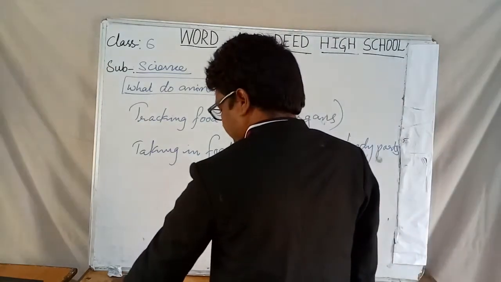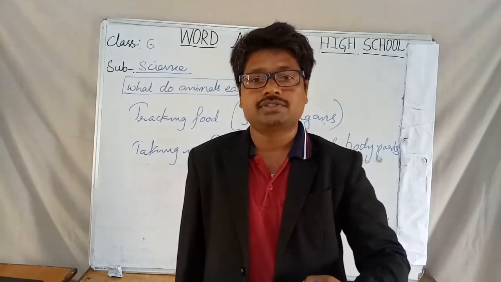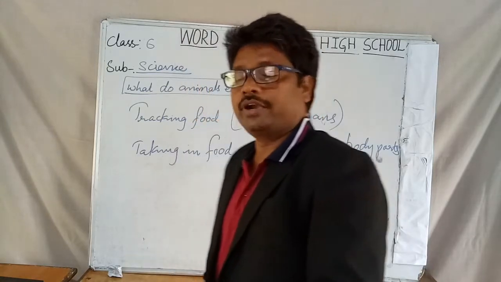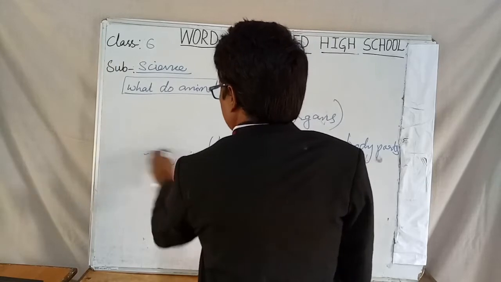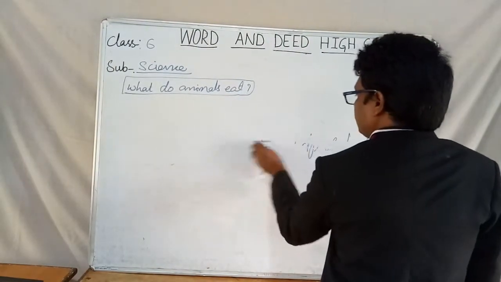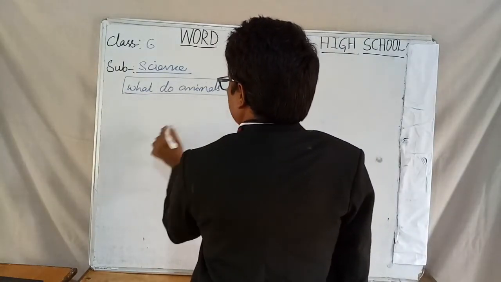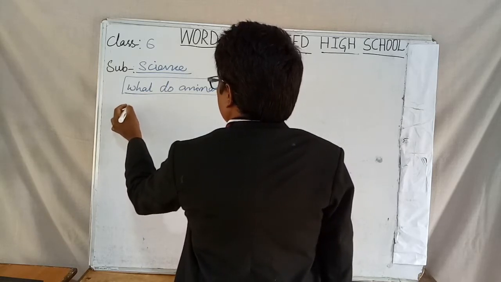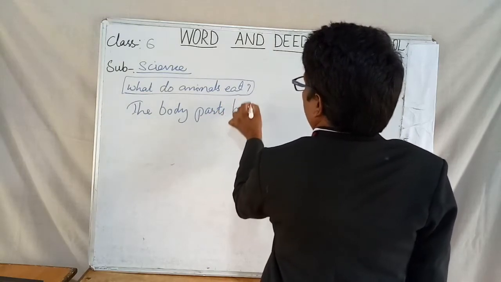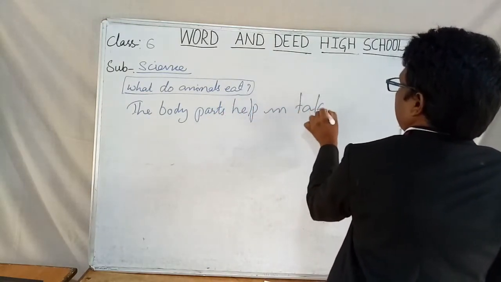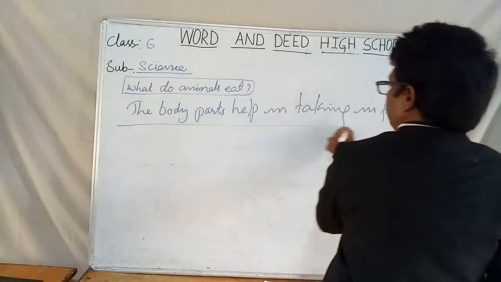Here I will make a table with a list of different animals, and then we have to identify the body parts that are involved in taking in food, with the help of body parts. What is the name of the activity? The body parts help in taking in food. Students, here we have to draw a table like this.